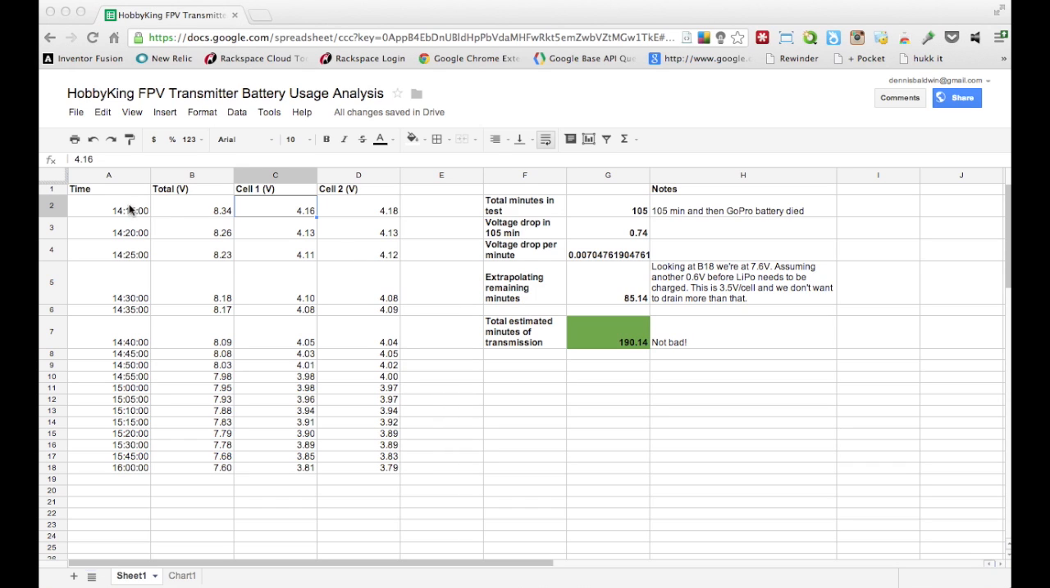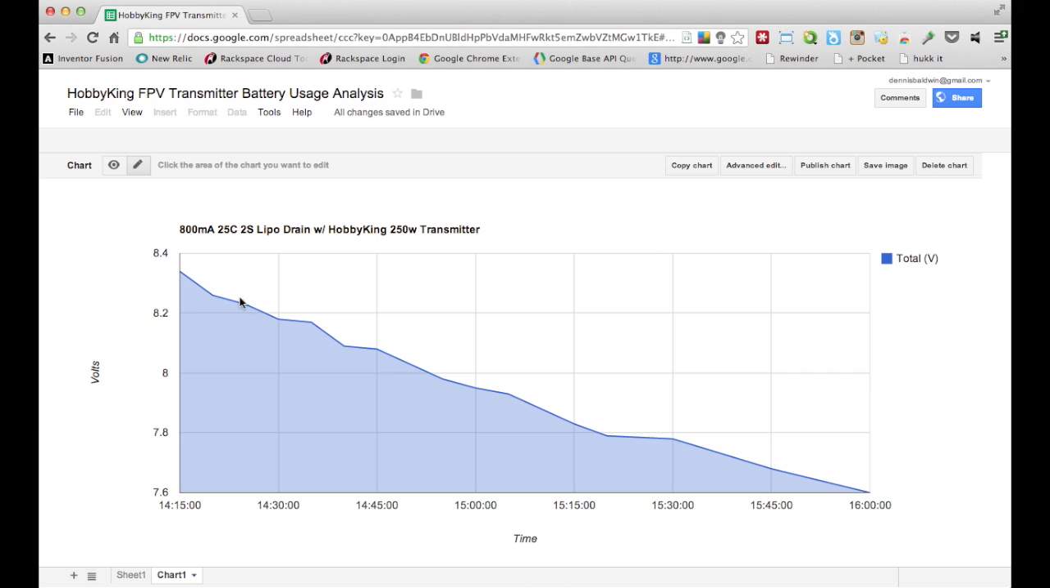So here we go. Now, I was taking a reading every 5 minutes, and then I got a little lazy at the end, every 10 or 15 minutes. But you can kind of see where we started out, total voltage close to 8.4 volts. And then over time, we dropped down to 7.6 volts. So roughly a 0.8 volt drop from 2:15 p.m. to 4 p.m. You can see that in this chart over here. So pretty nice, a very constant transmission load over time.